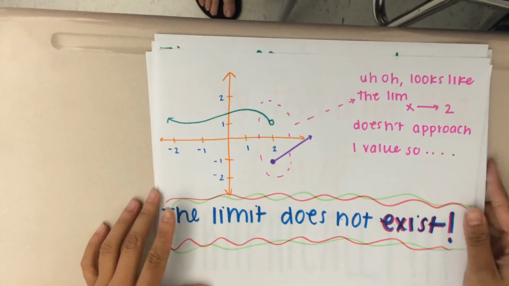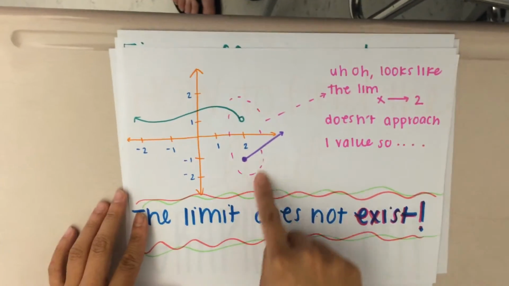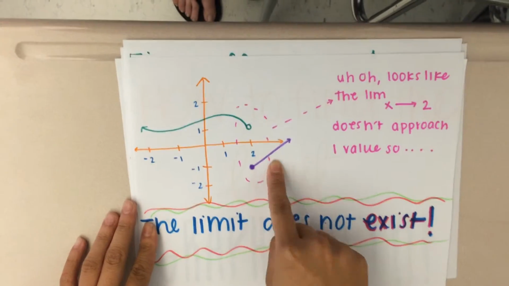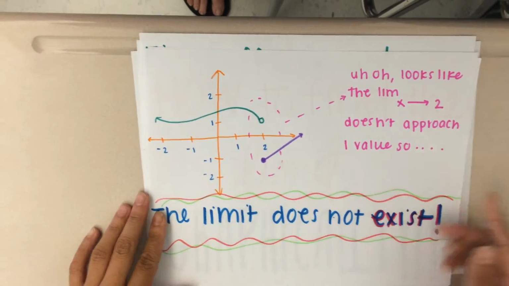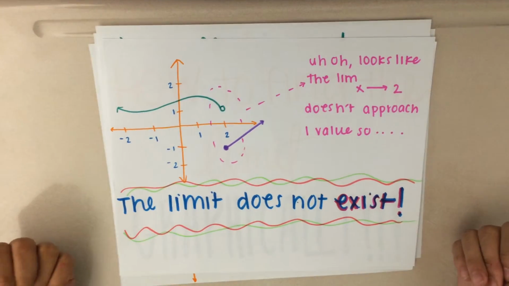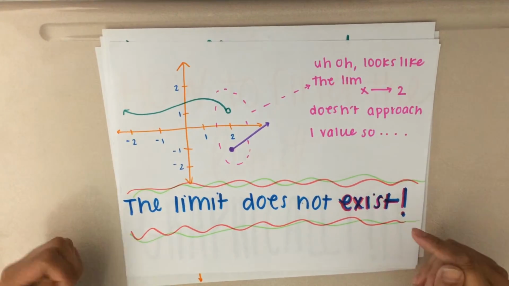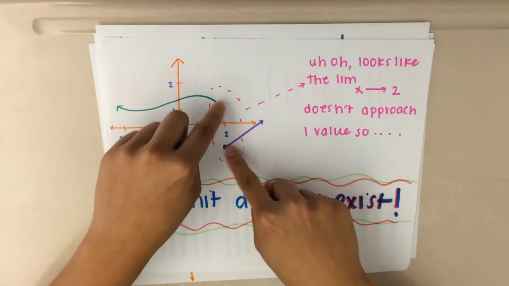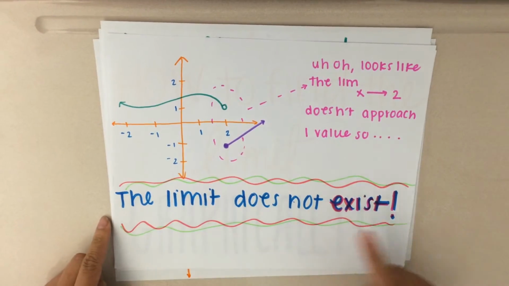So when we're looking at the graph, as you can see, there are 2 values when it's at 2. So it looks like the limit as x approaches 2 doesn't approach only 1 value, it actually approaches 2 values. So that means the limit does not exist.